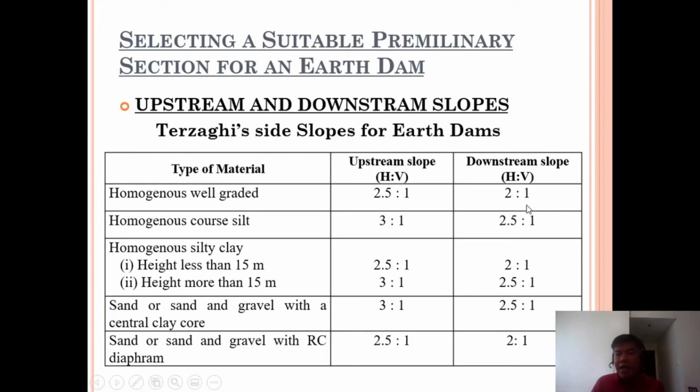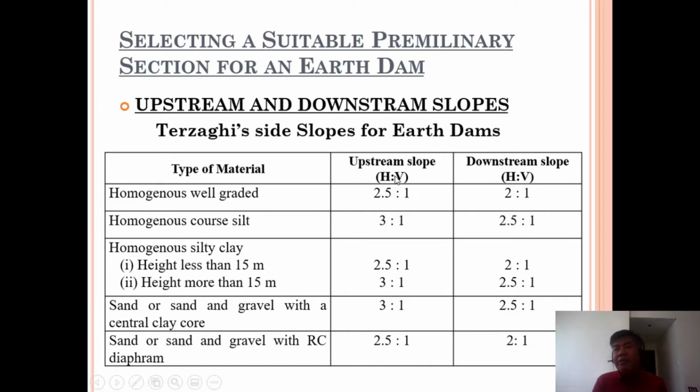So we also have here a table from Terzaghi in terms of slopes. But this time the slope suggested by Terzaghi is based on the type of the material. So what type of material are you going to use? Is it homogeneous? But of course it is well graded. You are going to consider that if it is a homogeneous dam, it should be well graded. So the upstream should be, take note that the format of this table from Terzaghi is horizontal, vertical format, no?